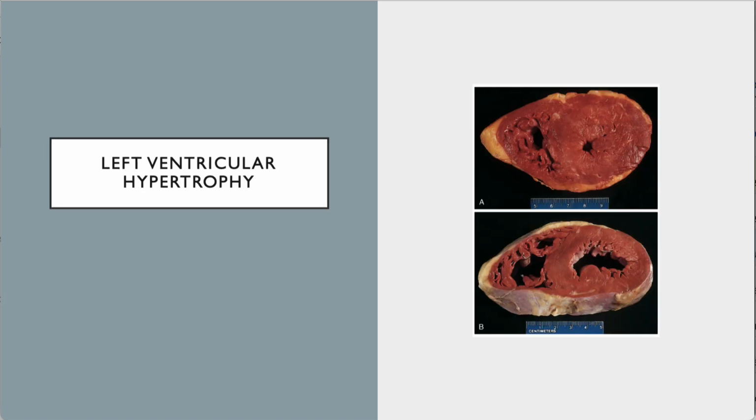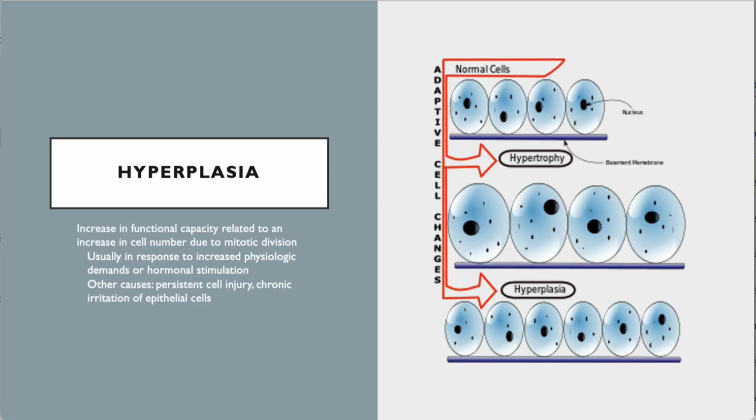So this is the example of left ventricular hypertrophy. This is the left ventricle here, and that left ventricle is normal in this picture, but up here, look how tiny the cavity is, right? That's because this muscle is so thick. Hyperplasia, again, this is where the number of cells increases, is different than hypertrophy. Hyperplasia is where the number of cells increases, not the size, okay? And this is usually in response to some demand of hormonal stimulation.